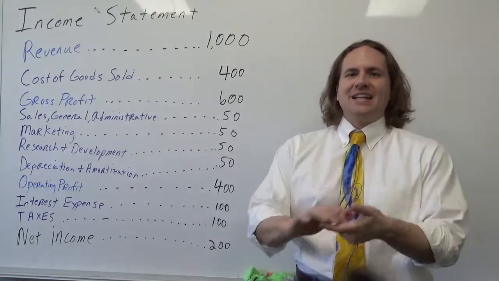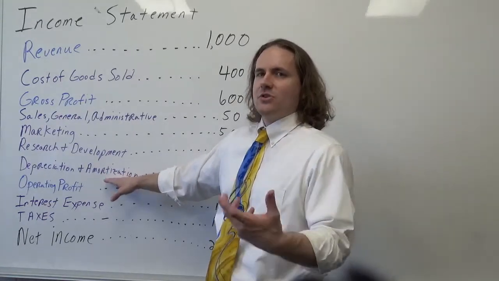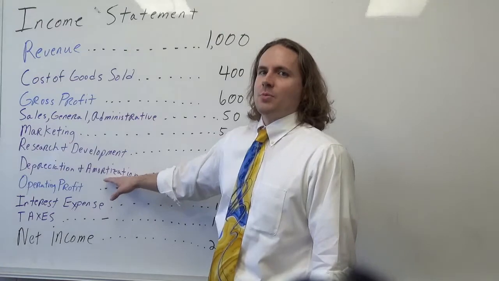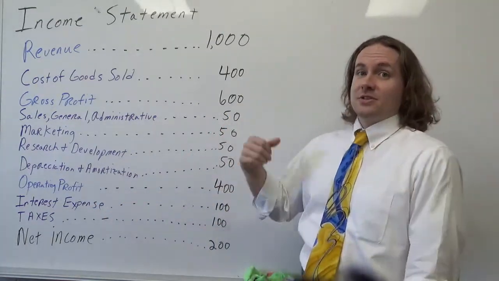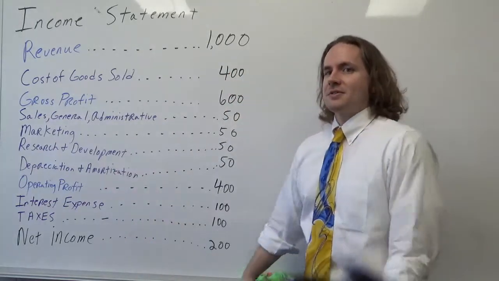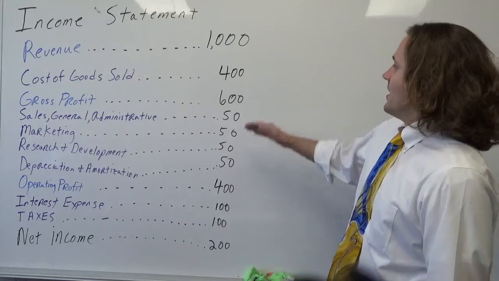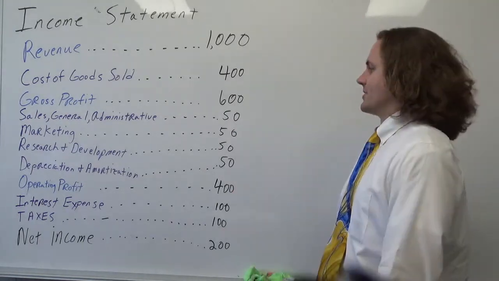Amortization is the same thing as depreciation, except it normally relates to intangibles like patents, copyrights, trademarks, ideas, and it gives you some understanding of the value of your intellectual property. That's basically your amortization. So it gives you some idea of how valuable your patent, trademark, etc. is. So we've got $50 here. And once you subtract all these four, that leaves you with $400 in operating profit.